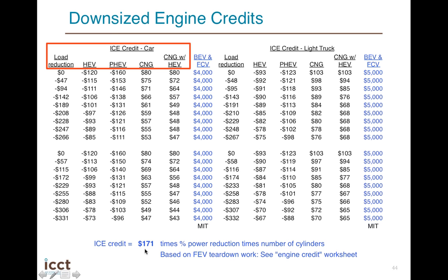And so we wound up using $171 times the percent power reduction times the number of cylinders on the vehicle. The other major credit is, of course, if you eliminated the engine for battery electric and fuel cell vehicles, $4,000 credit for cars and $5,000 credit for light trucks.